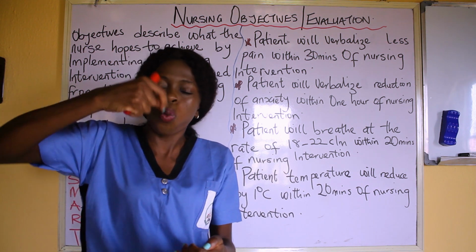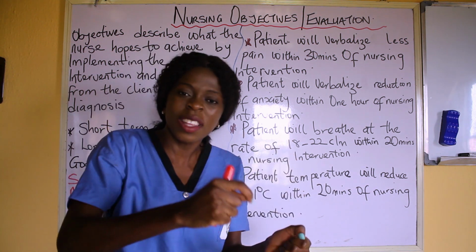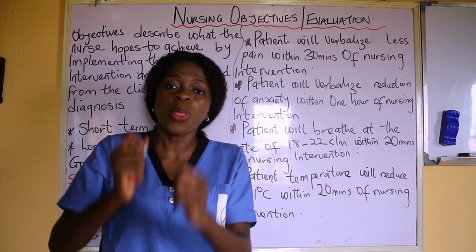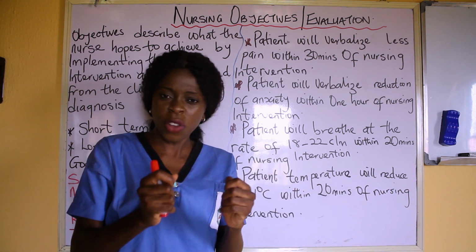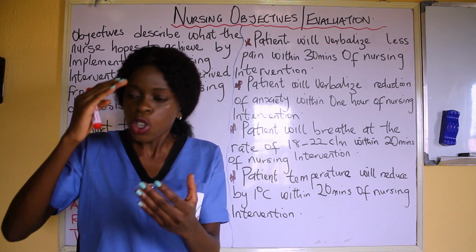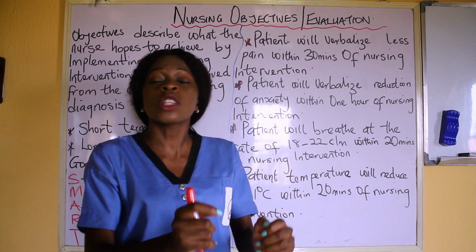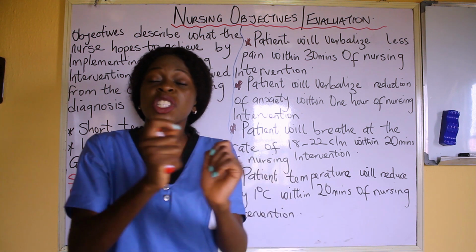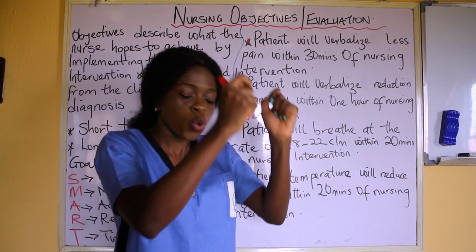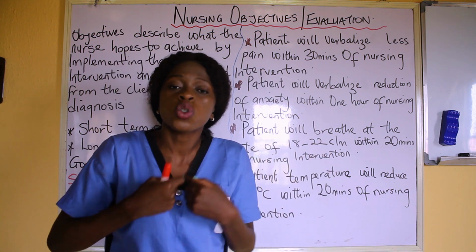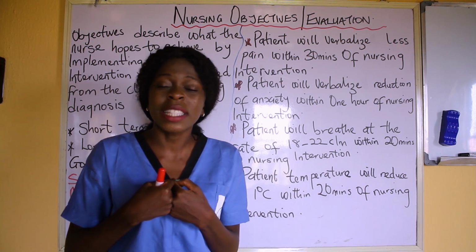The patient is who you are talking about. Patient will, not nurse will. I don't know if you get it now. When writing your objective, you as a nurse, forget yourself and put the patient in place. Patient will verbalize less pain. Patient's temperature will reduce.